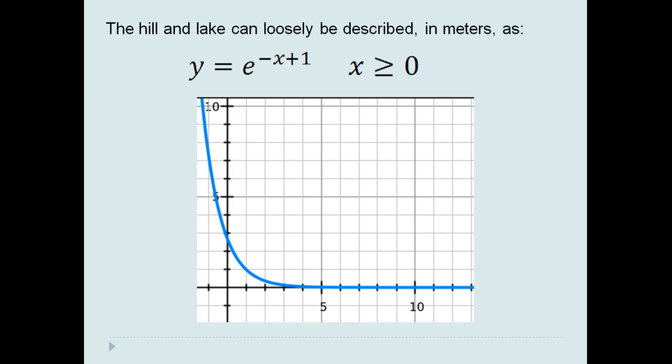The hill in the lake can loosely be described in meters as y equals e to the -x plus 1, and you can see how for x greater than or equal to 0, when x is greater than 0, the part of the line that is above the x-axis is the hill, and the part that is basically on the x-axis is the lake.